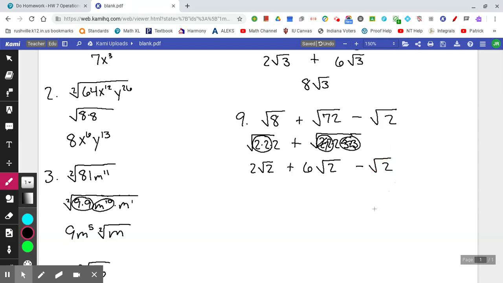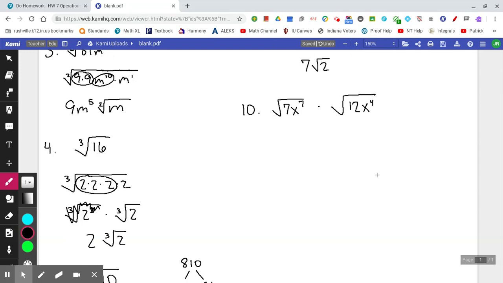All right, so it turns out that all 3 of them are like terms. Sometimes that's the case, sometimes it's not. But since they are all square roots and they have the same number underneath the radical, the same radicands, these are all like terms. Here I have 2 of them, here I have 6 of them, and then I'm subtracting 1. So 2 plus 6 gives me 8, minus 1 means I have 7 square roots of 2. Here would be my final answer for number 9.